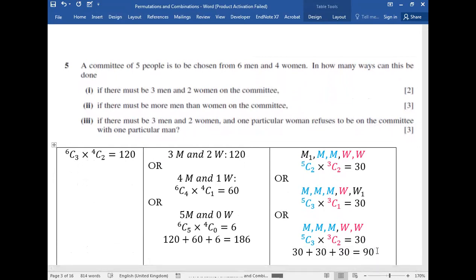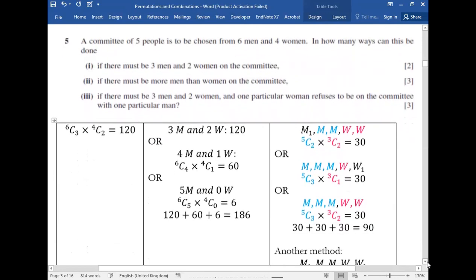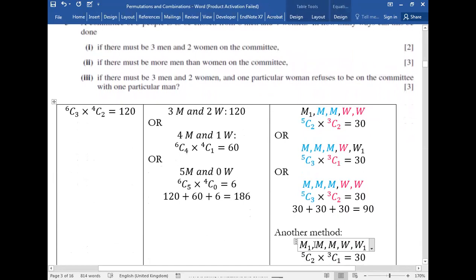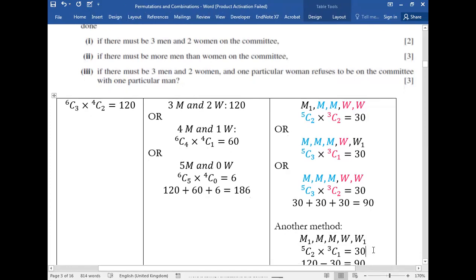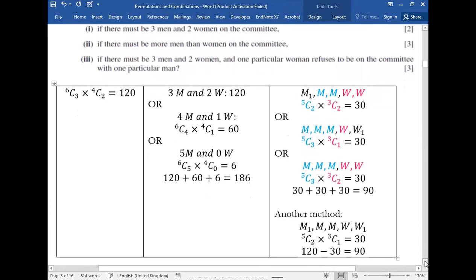अच्छा, total committees कितनी थी with 3 men and 2 women? 120. What if we said कि अगर दोनों को साथ रख लेते, what if both of them were together on the team? How many more men did we need to select? 2 out of 5. And how many more women? 1, because we already selected that particular woman. 1 more woman from 3. 30 तो वो टीम्स आ गई जिसमें both of them are together and total committees were 120. इसमें से we subtract the 30 and we get 90.